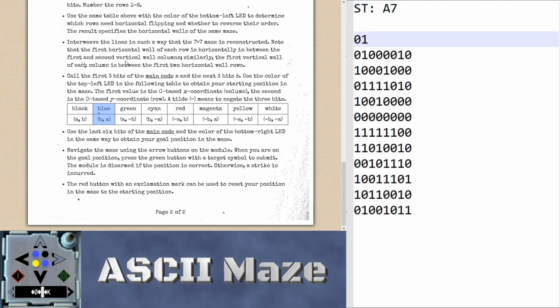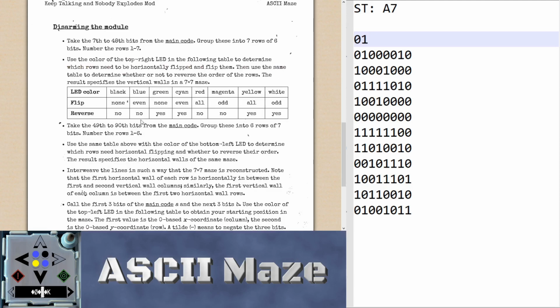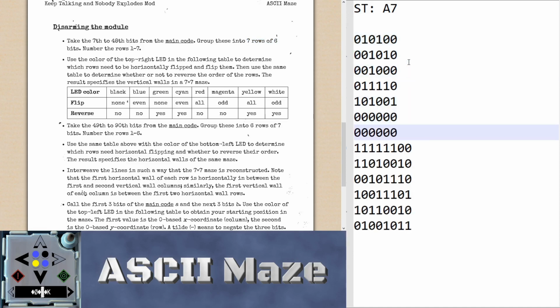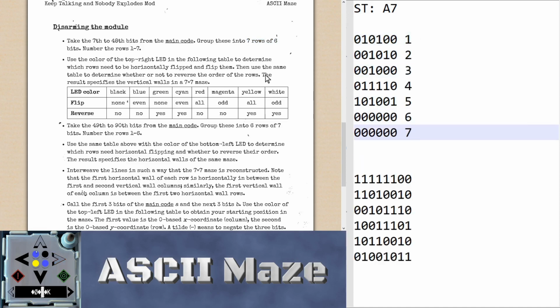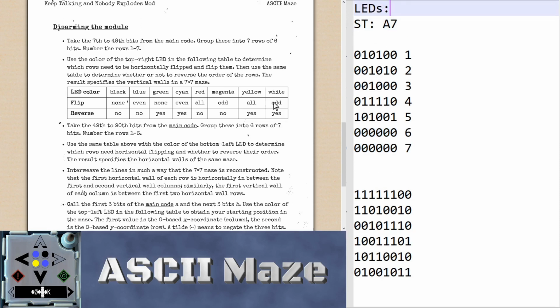Okay, so the next few bits give us the vertical walls. So we now want to group things into 7 rows of 6 bits. Let's go. Let's actually write down what the colors of the LEDs are. Turns out they are blue, black, yellow, blue. And we're now looking at the second LED, which is black. And hallelujah, black of course is one of the ones that is the least amount of work. So we don't need to do any flipping, any reversing. We can literally just use these values as is.